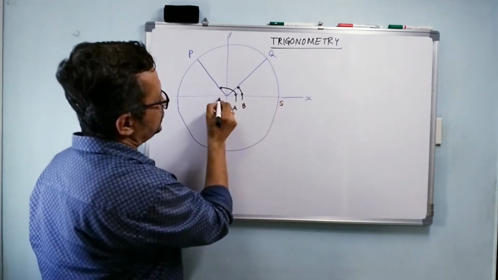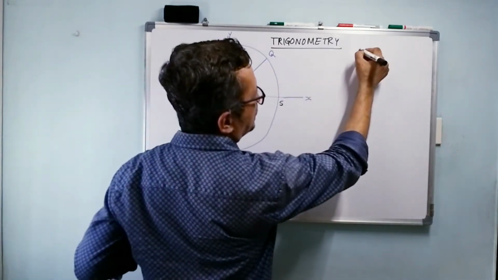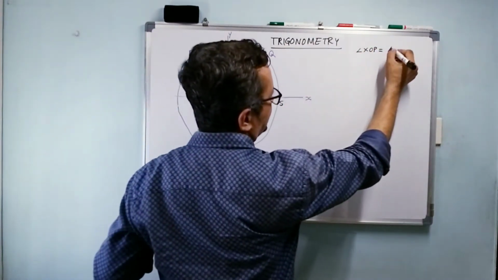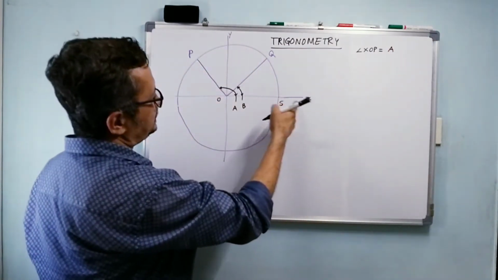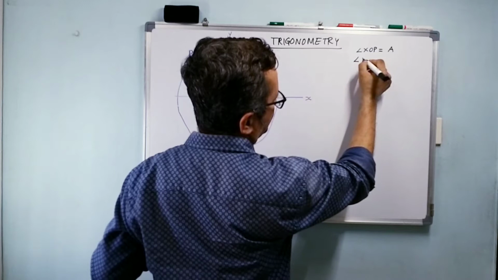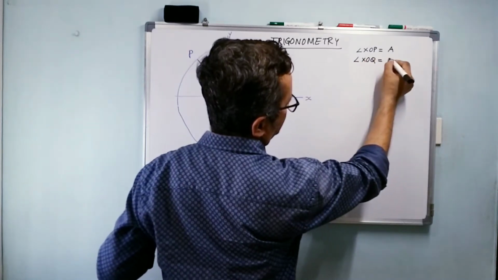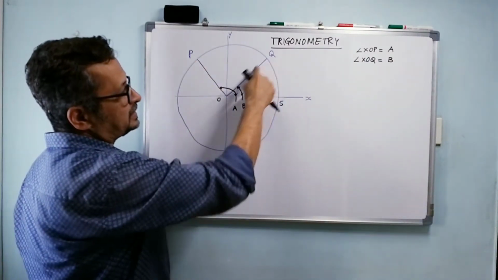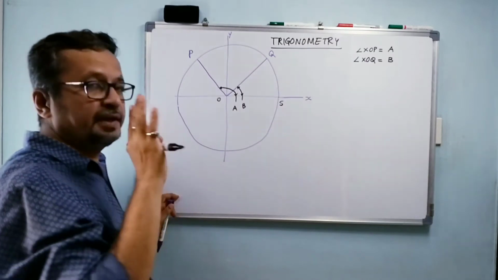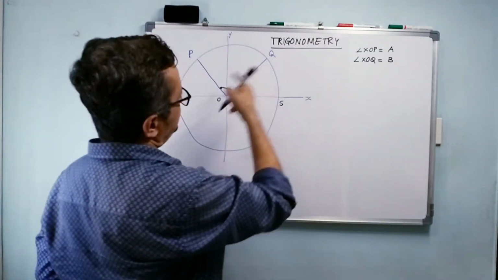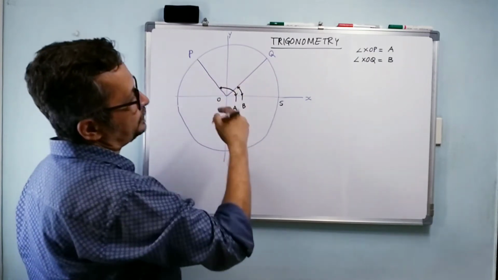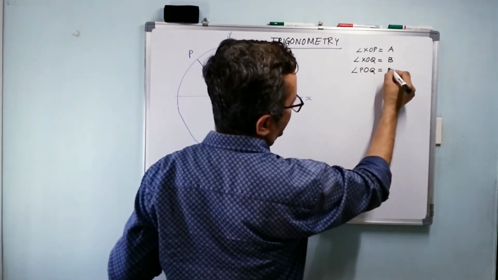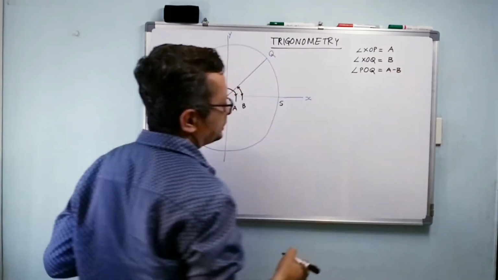Okay, now my angle XOP is angle A. Measure of that angle is A. Angle XOQ is B. So obviously my bigger angle minus smaller angle, that is angle POQ. So angle POQ is A minus B, correct?